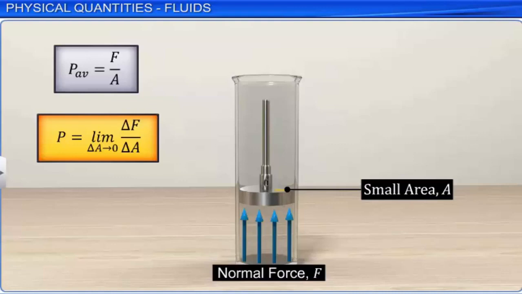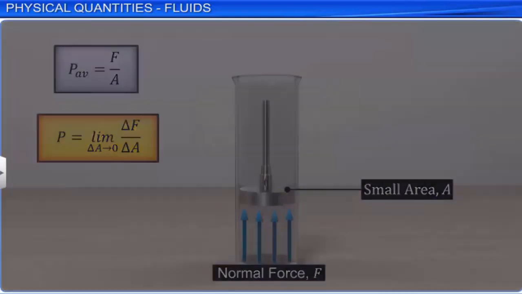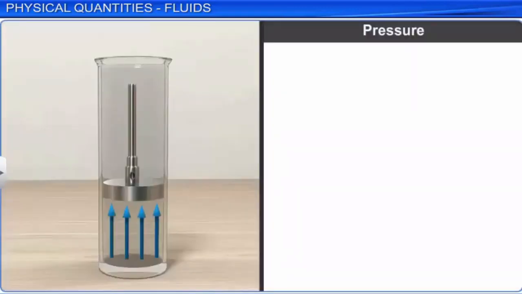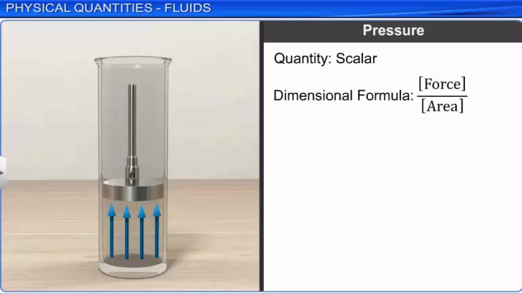The dimensional formula of pressure is the ratio of the dimensional formula of force to that of area. The dimensional formula of force is M L T to the power minus 2. The dimensional formula of area is L to the power 2. Hence, the dimensional formula of pressure is M L to the power minus 1 T to the power minus 2.